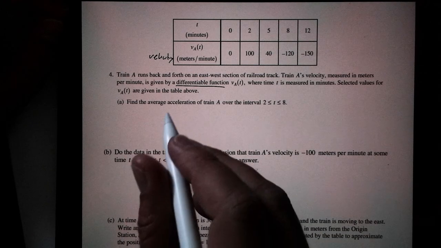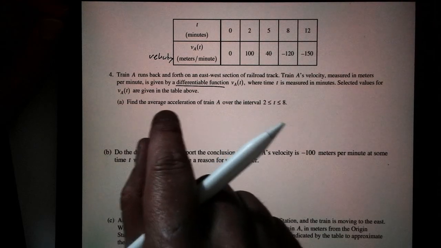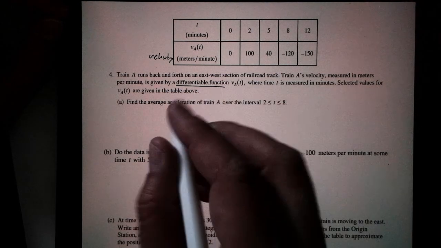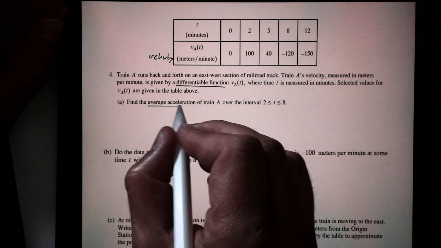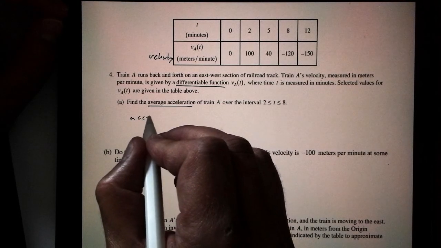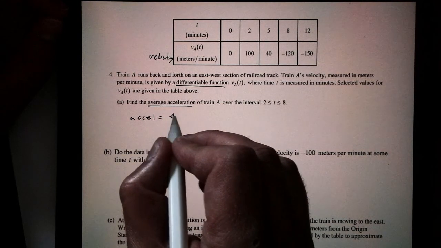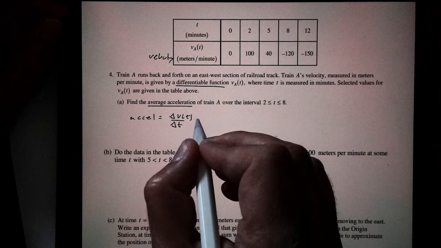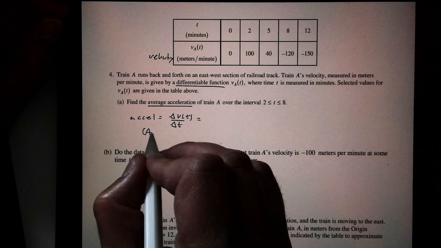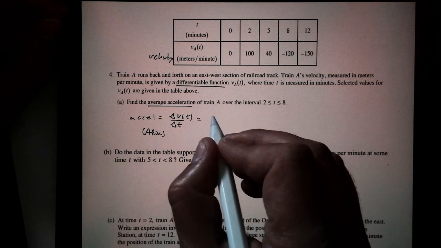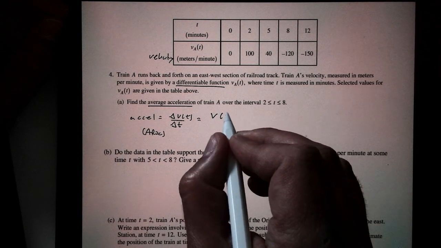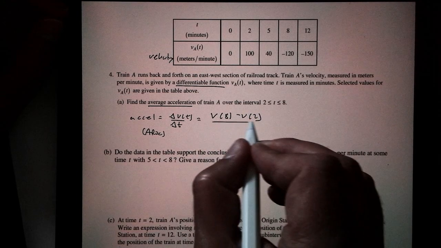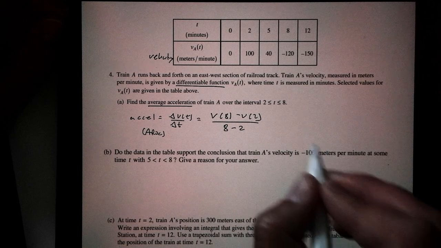So the first question says we want to find the average acceleration of train A between 2 and 8 minutes. So let's see, we're looking for acceleration. Well, we should remember how to get acceleration. That's your change in velocity over your change in time. So this is really kind of like our average rate of change question. So we're looking at our velocity at 8 minus the velocity at 2 over 8 minus 2.